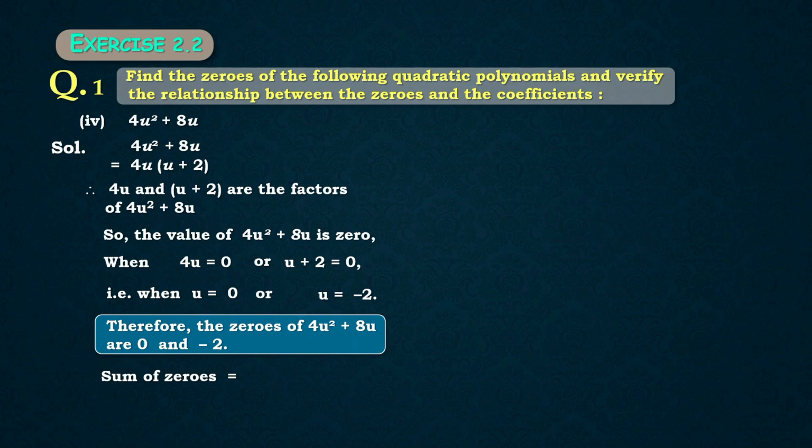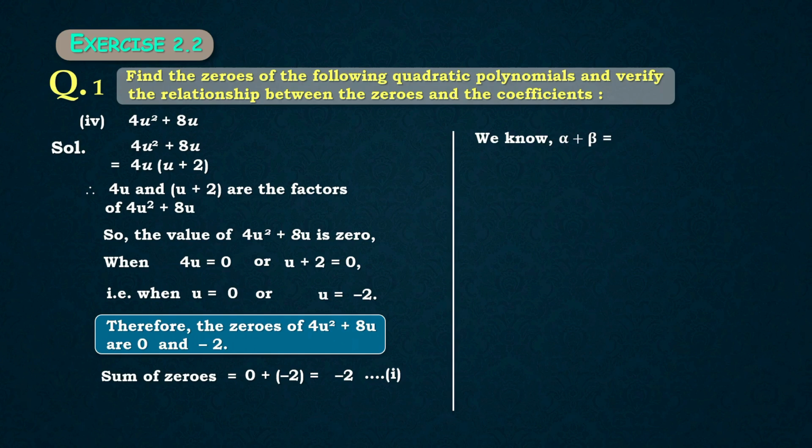Now, let us verify the relationship between the zeros and the coefficients. First, we find the sum of the zeros. 0 plus minus 2 equals minus 2. Now, according to the formula, the sum of the zeros is equal to negative of the coefficient of u divided by the coefficient of u squared. The coefficient of u is 8. The coefficient of u squared is 4.